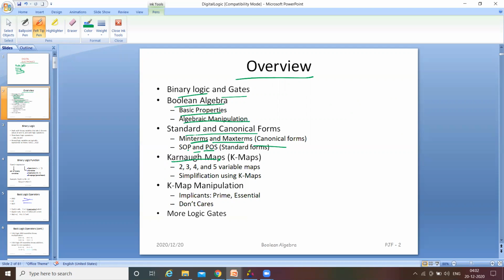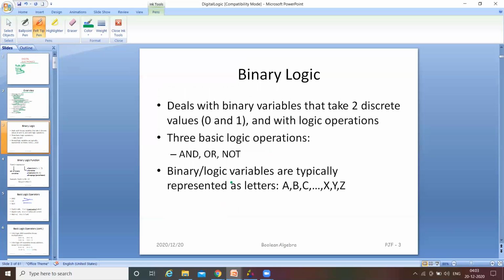And next is Karnaugh maps, simply called K maps. And 2, 3, 4 variable and 5 variable K maps. Simplification using K map. And next K map manipulation and implicants, prime implicants, essential prime implicants, and what is the importance of don't cares, and more logic gates. We'll see one by one. And next, the first one is binary logic.